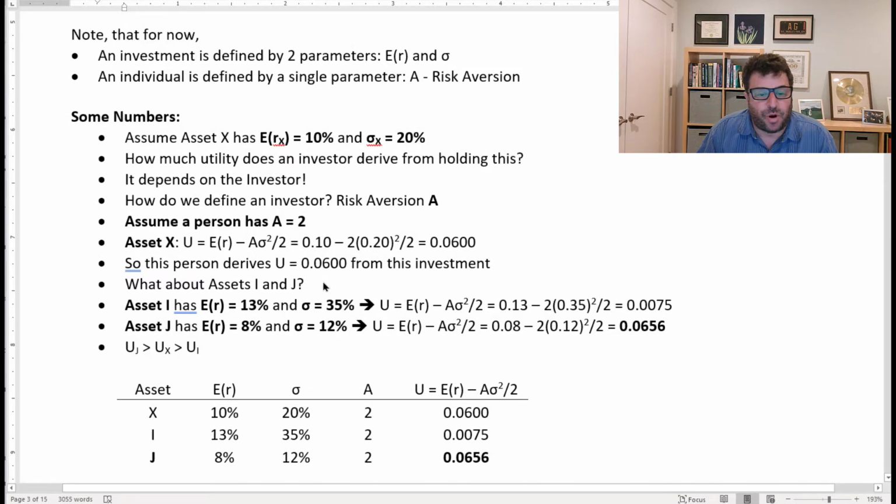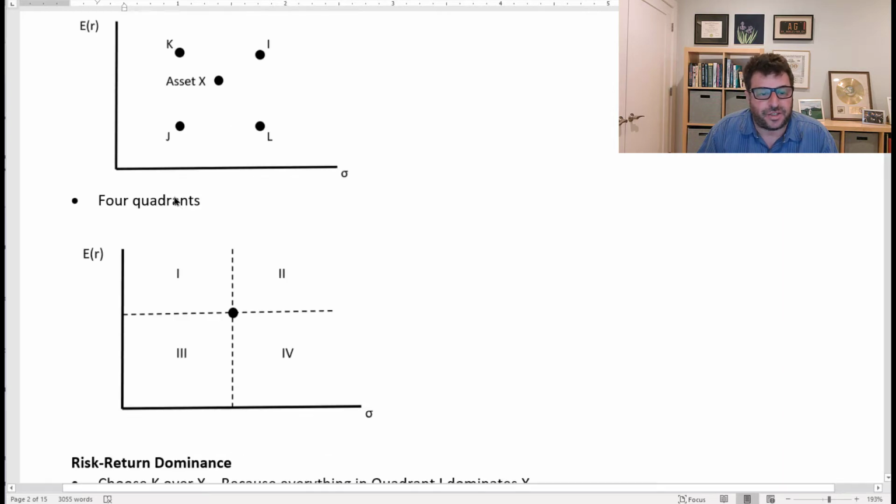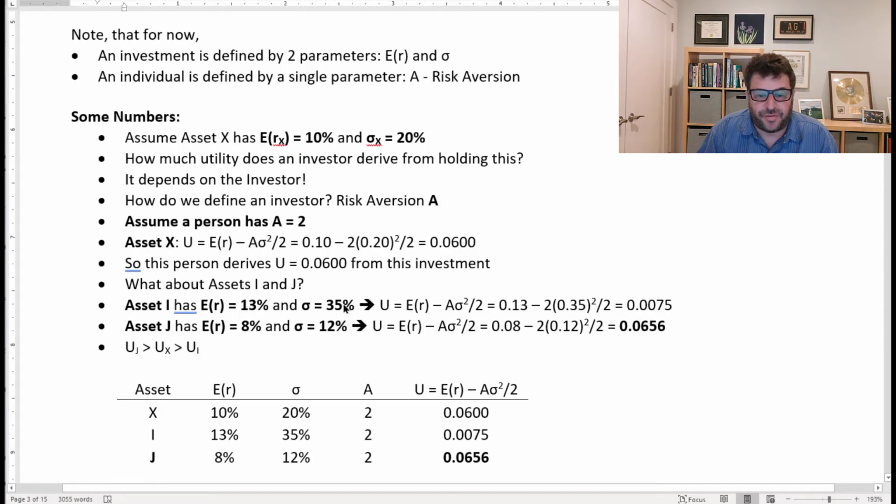And remember, if we go back to our graph, we have 10, 20, 13, 35, and 8, 12. These are not to scale, but 13, 35 is up and to the right, and 8, 12 is down and to the left. So 13, 35 has a utility of 0.0075, and asset J has 8 and 12, a utility of 0.0656.